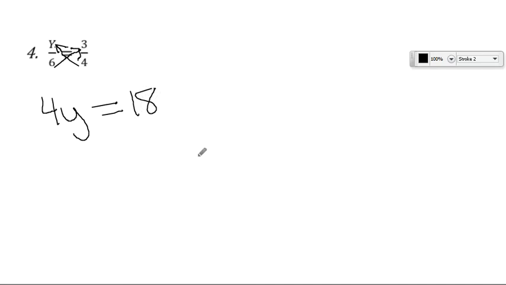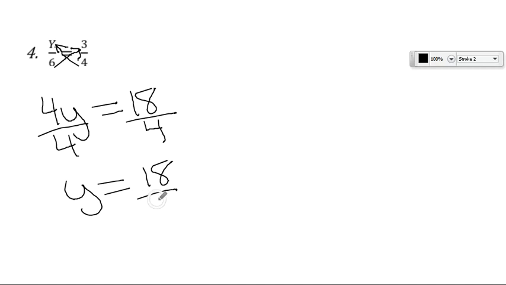And because we're solving for the y, we need to get the y by itself by getting rid of the multiplication of 4. So we're going to divide by 4 on both sides. So 1y equals 18 divided by 4. Fraction answer. And remember that whenever we have a fraction answer, I want you to leave it as a fraction. Don't change it to a decimal. But if it can be simplified, you need to simplify it.